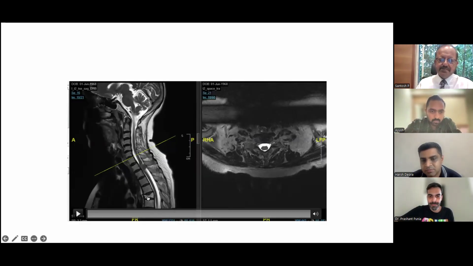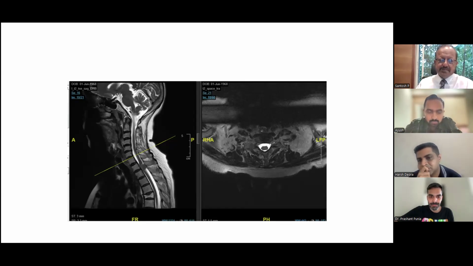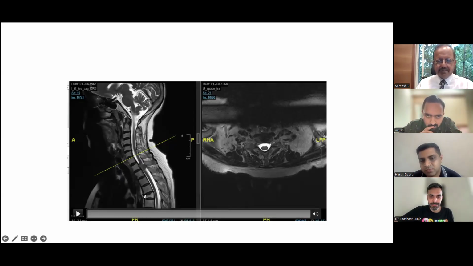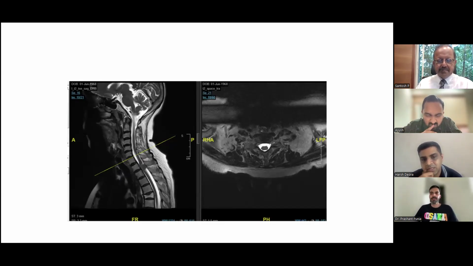Yes, sir. So would you still want to just do a laminectomy and come out? What does this give you a clue to? Butterfly vertebra is there, sir. So what does that mean? If I do a CT of this patient, what does that mean?